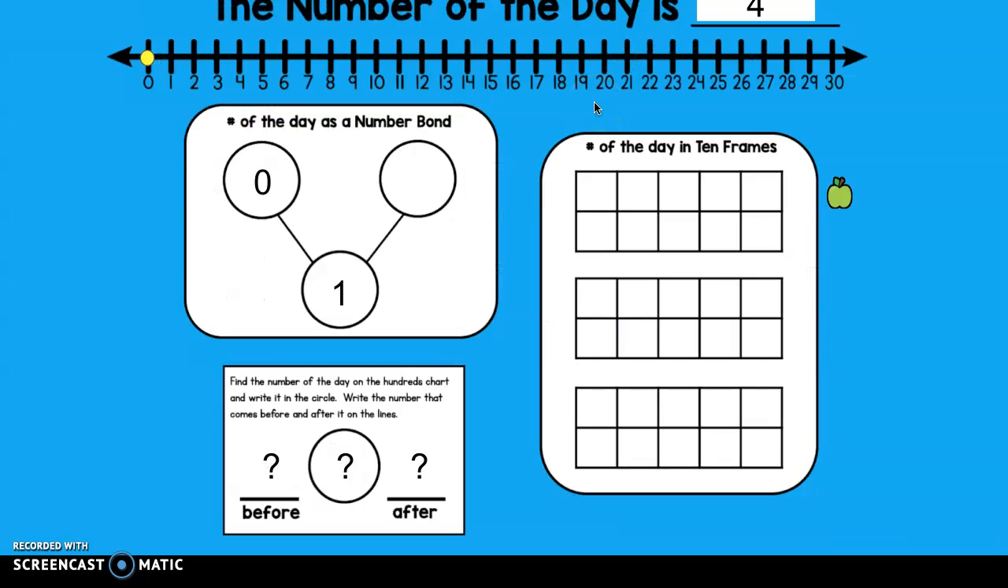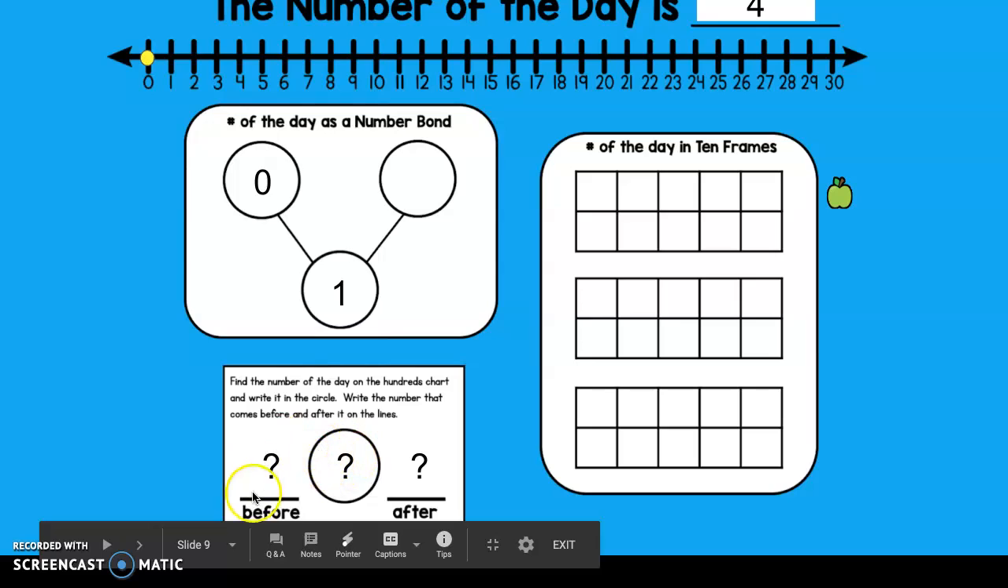And our number of the day is the number... drumroll. What number? The number 4. Yes, today the number of the day is the number 4. So we're going to find it on the number line, and then we're going to represent it in the 10 frame. We're not going to worry about number bonds yet. And then we're going to look at what number comes before number 4 and what number comes after number 4.